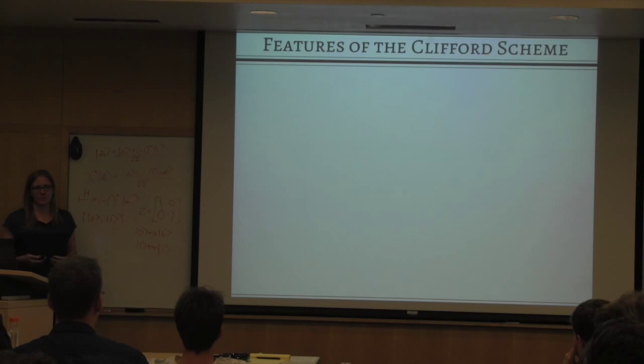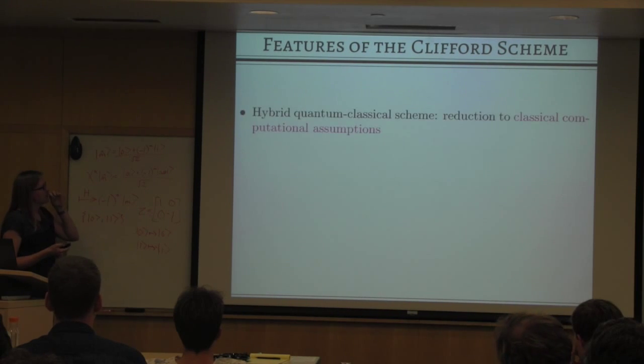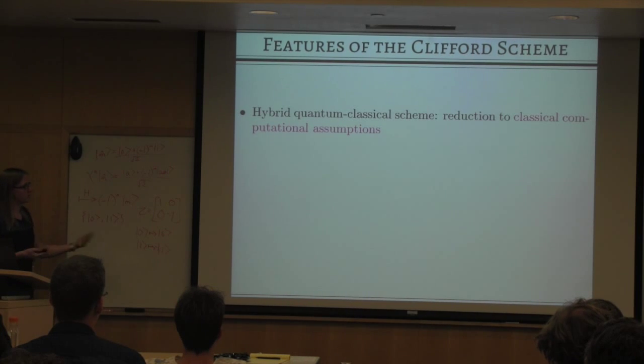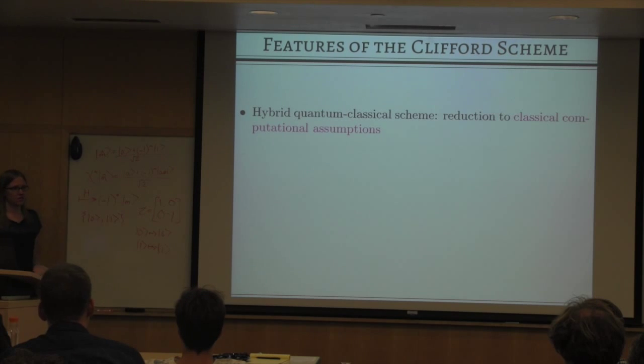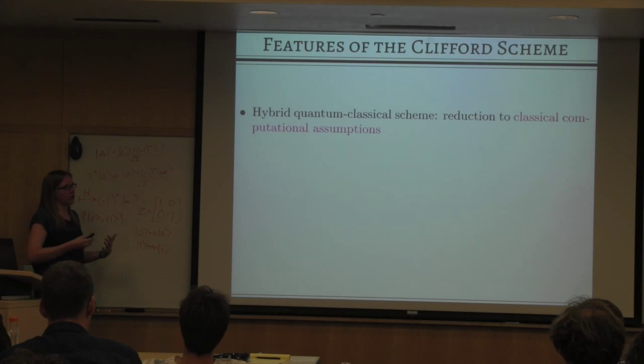So I'll just mention some things that are nice about this scheme, this hybrid quantum-classical scheme. We can reduce it to classical computational assumptions. Whatever computational assumptions you require for the classical scheme we use, those are the computational assumptions that we have, which is a very nice property because otherwise, if we have to use some kind of quantum computational assumption, nobody can study it.